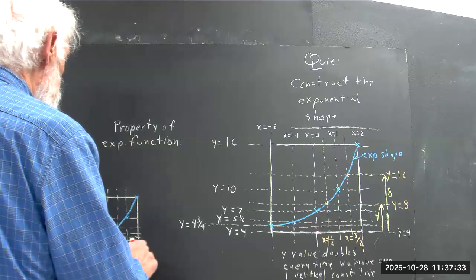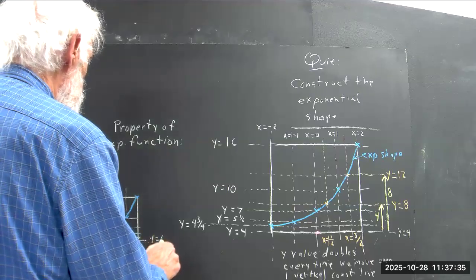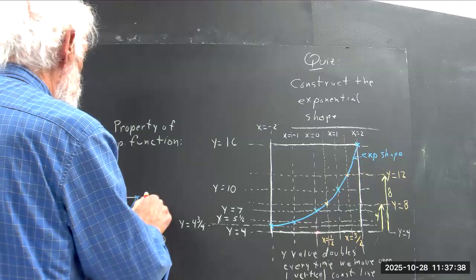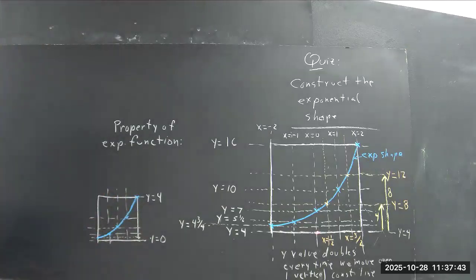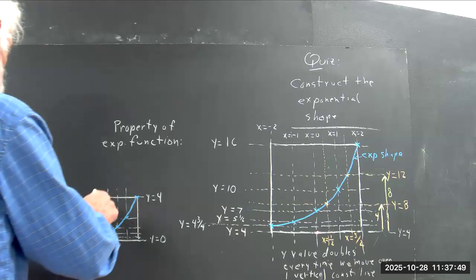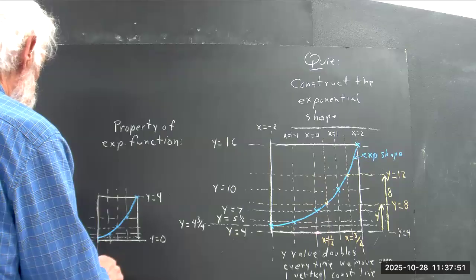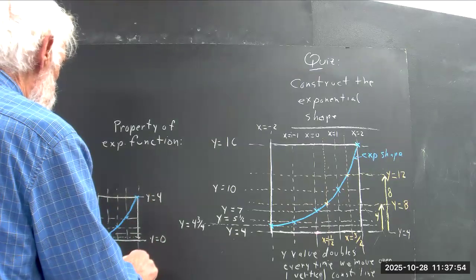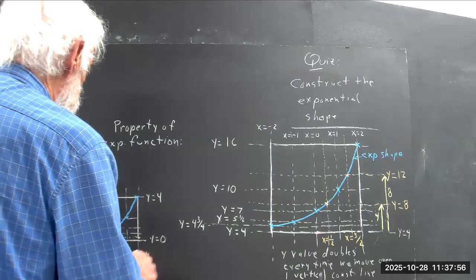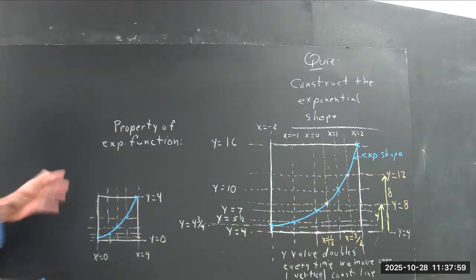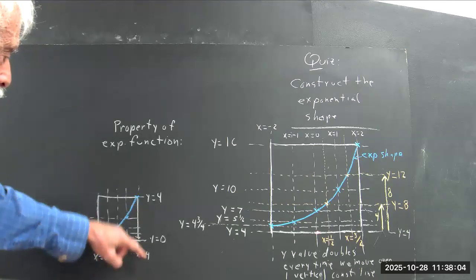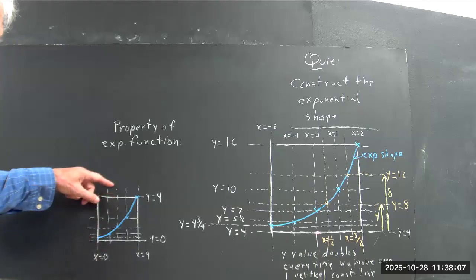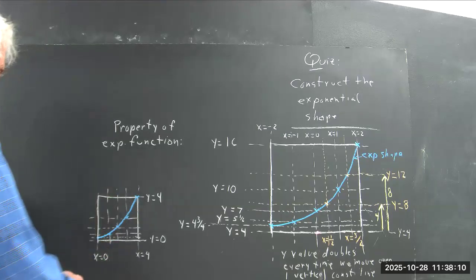But my y values, I'll use the standard values for an exponential function, the basic toolkit function, y equals 0 to y equals 4. And x equals 0, x equals 4. Okay, so you should construct one. Label the left edge x equals 0, the right edge x equals 4. The upper edge y equals 4, the lower edge y equals 0.